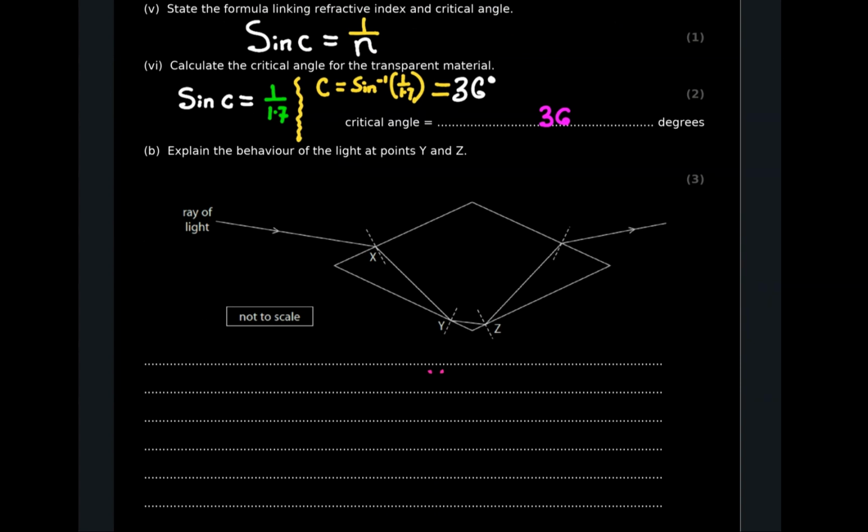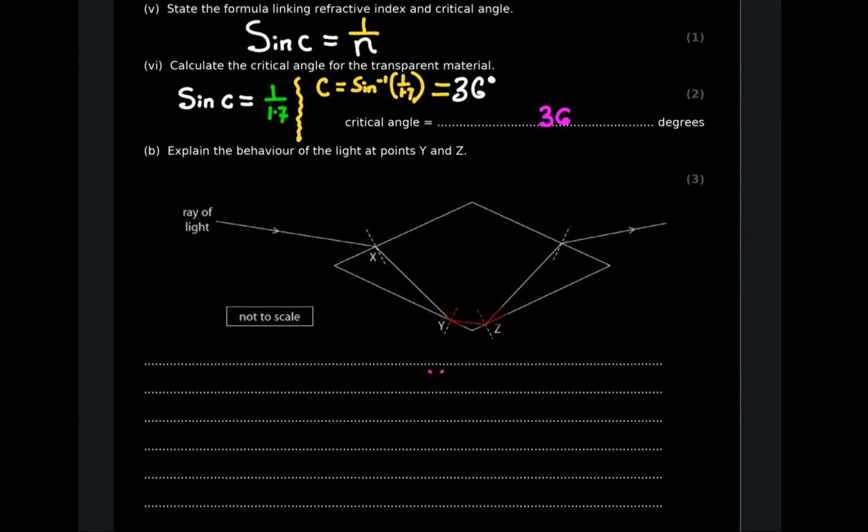Explain the behavior of the light at point Y and Z. You can see at point Y and Z here, this point here. What are you noticing there? Y and Z. Is the ray of light emerging out of the glass? No. So that means what? Total internal reflection is taking place.